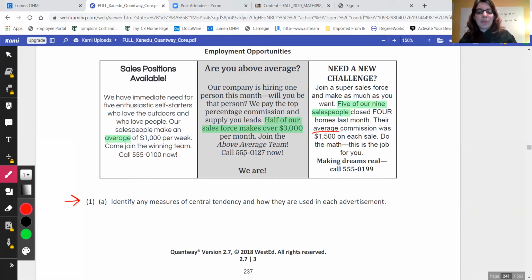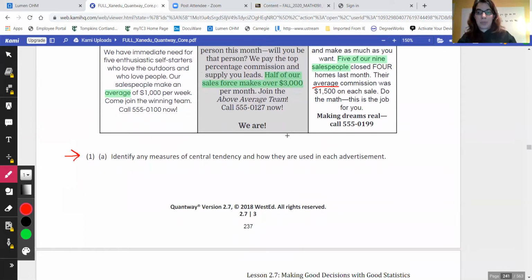Same with this. Half of the sales force makes over $3,000 a month. My brain is telling me, oh, good, I can make $3,000 per month. Well, that means half of their sales force makes under that, and we don't know if they make $29.95 or if they make $2. So think about what it's really saying, and don't always get drawn into what you want it to say or what they're trying to project there.